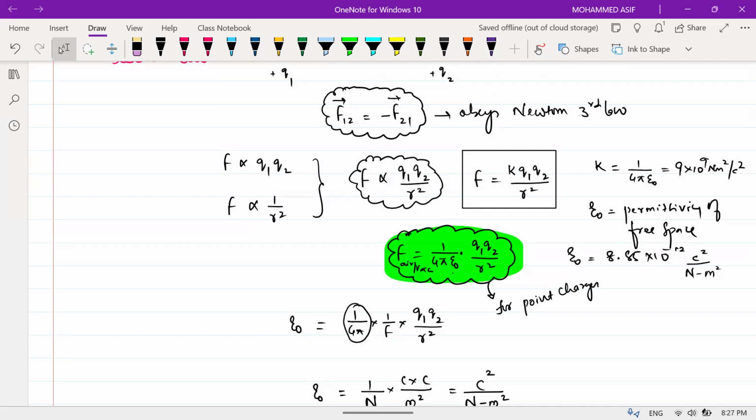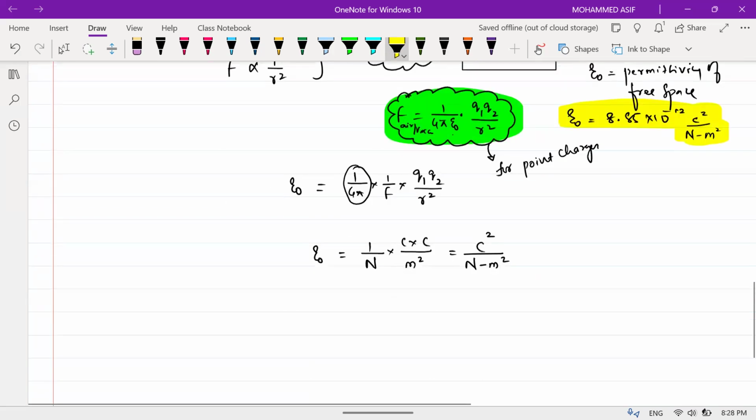So if the medium between the charges is air or vacuum, then force will be equal to 1 by 4 pi epsilon naught Q1 Q2 divided by r square. The value of 1 by 4 pi epsilon naught is 9 into 10 to the power of 9. Epsilon naught value is 8.85 into 10 power minus 12. The unit is Coulomb square per Newton meter square. Am I clear? Yes, sir.